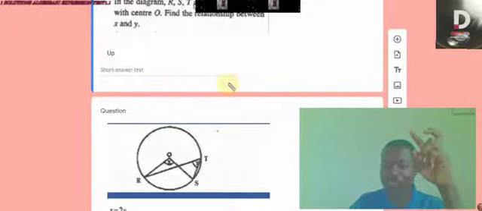Question 1 says, in the diagram, R, S, T are points on a circle with center O. So he has told you there's a center. So something should come to your mind. Find the relationship between x and y. I've told you in the video that when the examiner asks for a relation between two things, write an equation for him. Now, can you see x is at the center? It's an angle formed at the center. Can you see? y is an angle formed at the circumference. Now, they are coming from the same point.